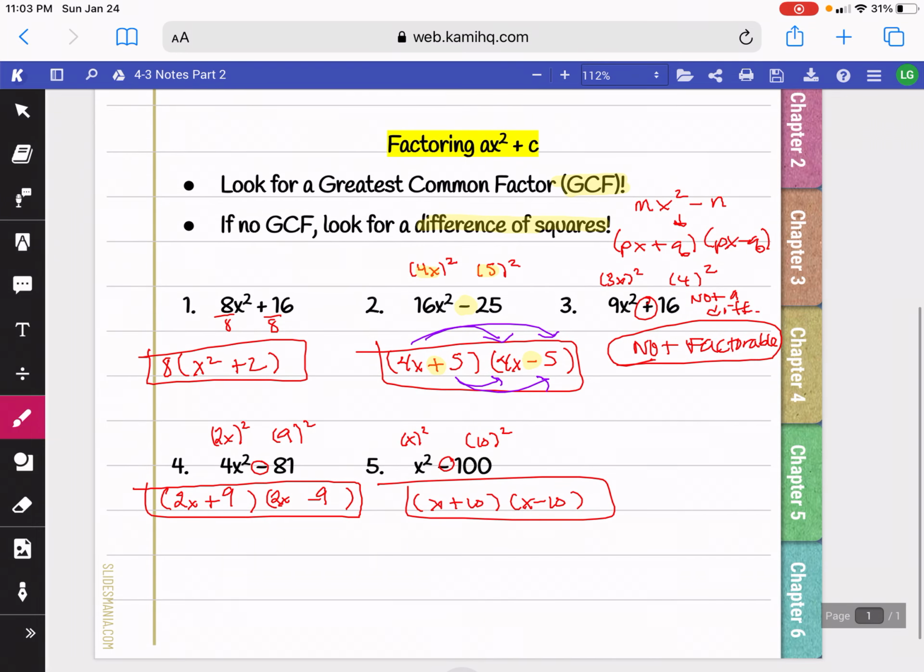So these are just some strategies to help you factor when they're not trinomials. So when there's only two terms, the main thing is always start by looking for a greatest common factor to see if you can factor that out. If not, look for a difference of squares.